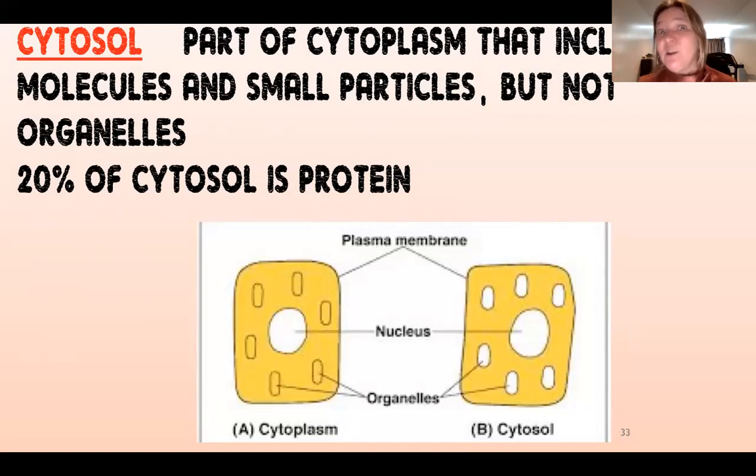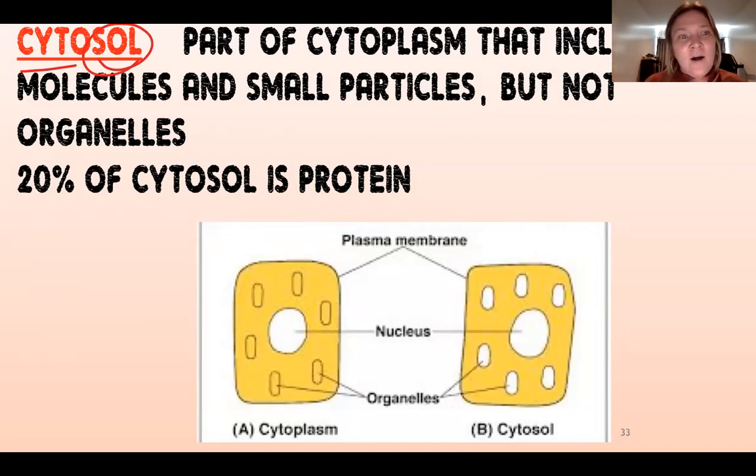So the actual liquid part we call cytosol. Sol, like solution, right? So cell solution. This is the part of the cytoplasm that includes the molecules and small particles, but not the big structures, well, big relative to the cell. I mean, they're small relative to the cell, but big compared to, what am I talking about? You know what? Never mind.